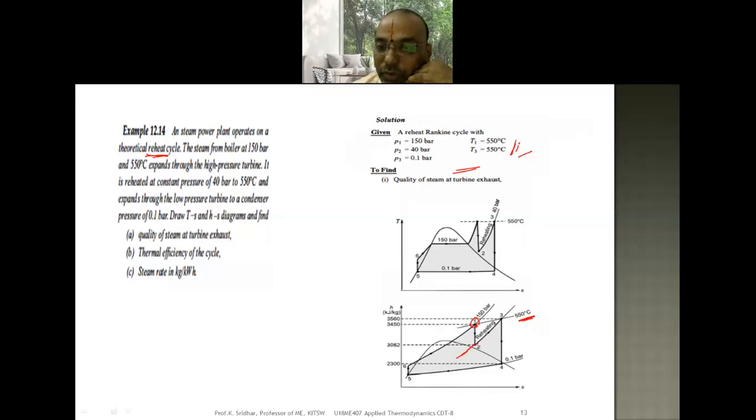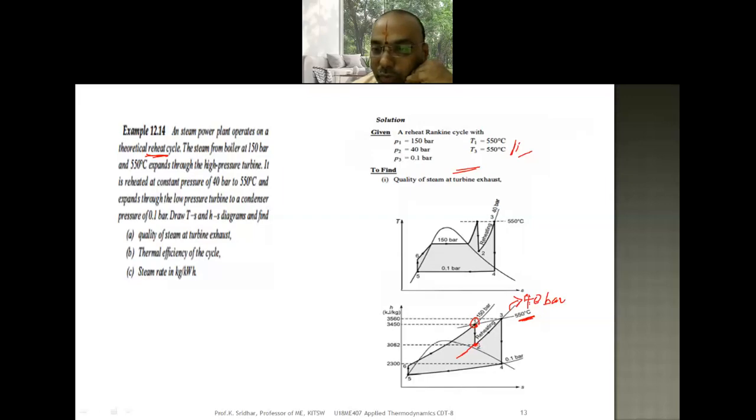So this is my P2. This value is equivalent to 40 bar. So from point number 1, draw a vertical line till it reaches the 40 bar line. So this is my point number 2.